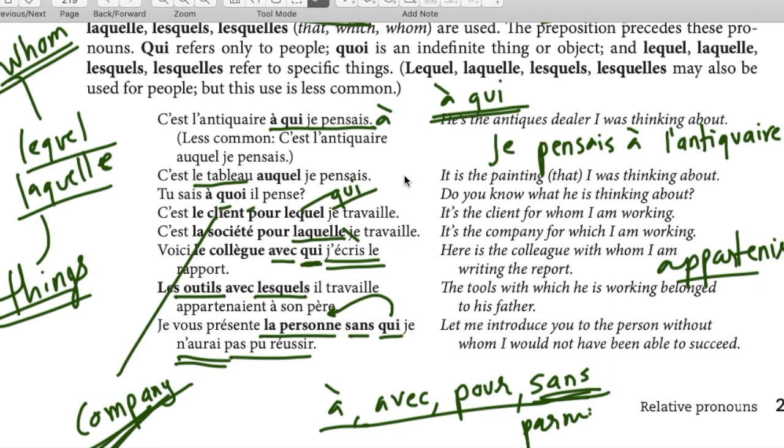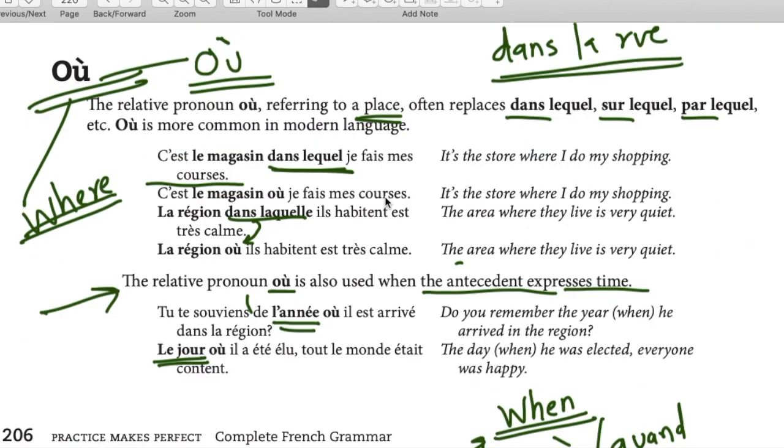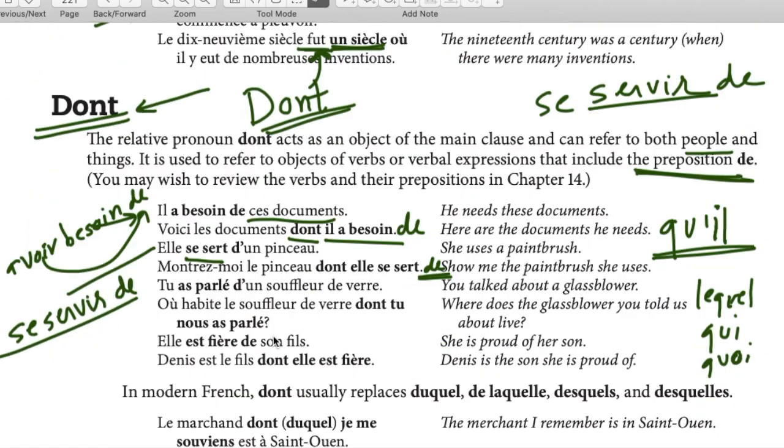So it became auquel je pense. Instead of je pense à le tableau, it became le tableau auquel je pense. Je travaille pour le client became le client pour lequel je travaille. So the preposition was still used; we did not lose it. Whereas with dont, the de is gone. When you use dont as a relative pronoun, you don't have to use de again. You don't say voici les documents de dont il a besoin. Dont itself is sufficient. You don't need to repeat the preposition de before the relative pronoun.